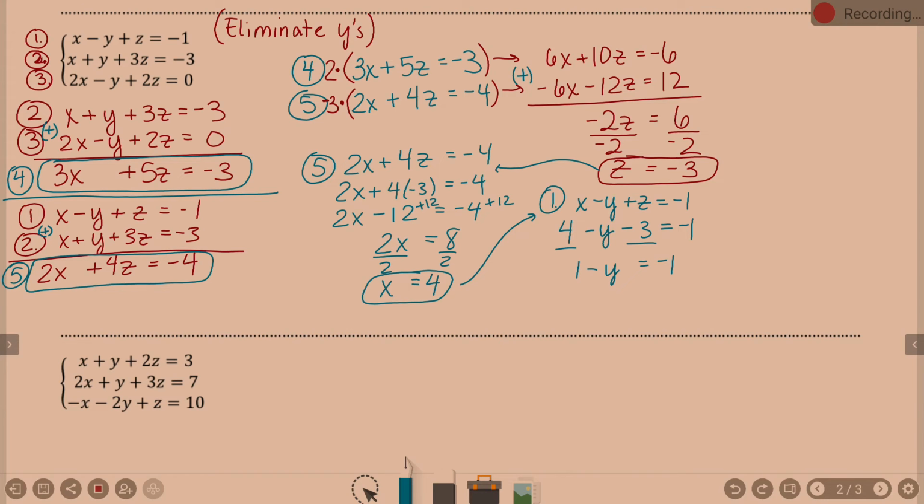Subtract 1. Okay. To get the y by itself, I'm going to subtract 1. So then I have negative y, and negative 1 minus 1 is negative 2. If negative y equals negative 2, officially to get rid of that negative, you divide by negative 1, and y is positive 2. Okay? Final answer: 4, 2, negative 3. Ordered triple, alphabetical order, 4, 2, negative 3.